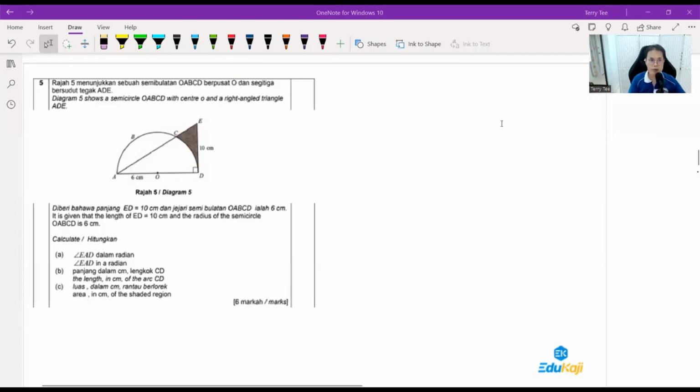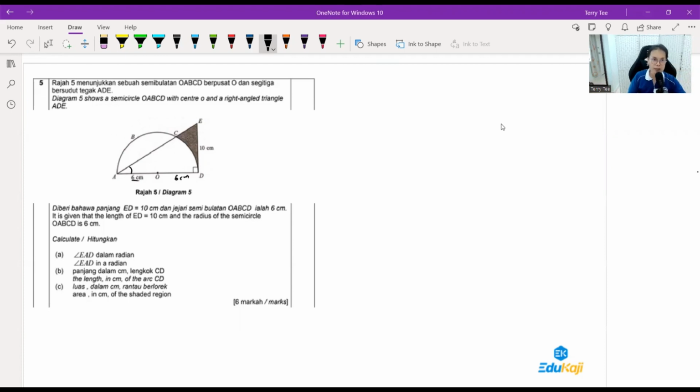Okay, so the next one is Form 5, Chapter 1, Circular Measure, Question 5. We're given a semicircle OECD with center O, and a right angle triangle ADE. This length is 6, the radius is 6, so this is also 6. You are supposed to find angle EAD in radian.